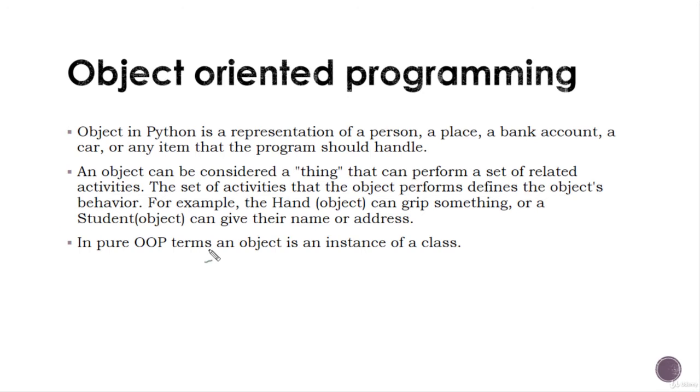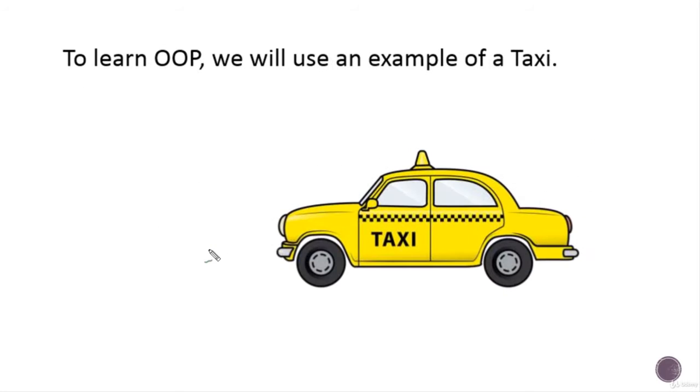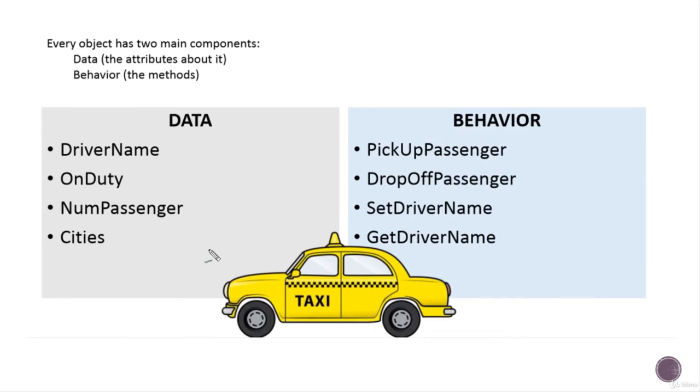The set of activities that the object performs defines the object's behavior. For example, a hand object can grip something, or a student object can give their name or address. In pure object-oriented terms, an object is an instance of a class. Here we have taken the example of a taxi, where we set two components: the data and the behavior.